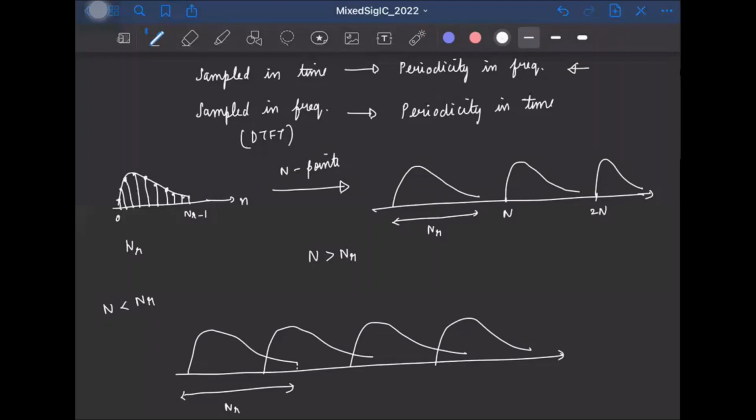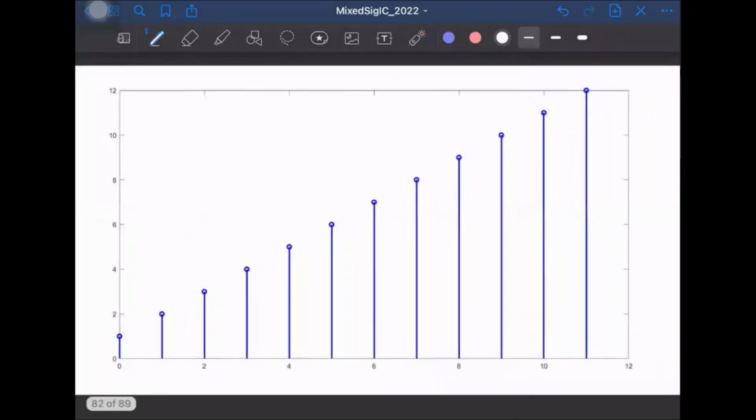Okay, so let's take a look at an example. Here I'm considering a discrete time sequence, and there are a total of 12 samples from n equal to 0 to 11. So my record length NR is 12 samples. What I'm going to do is compute the spectrum at 10 frequency points, so N is 10. And from these 10 frequency points, I'm going to try to compute the signal back.